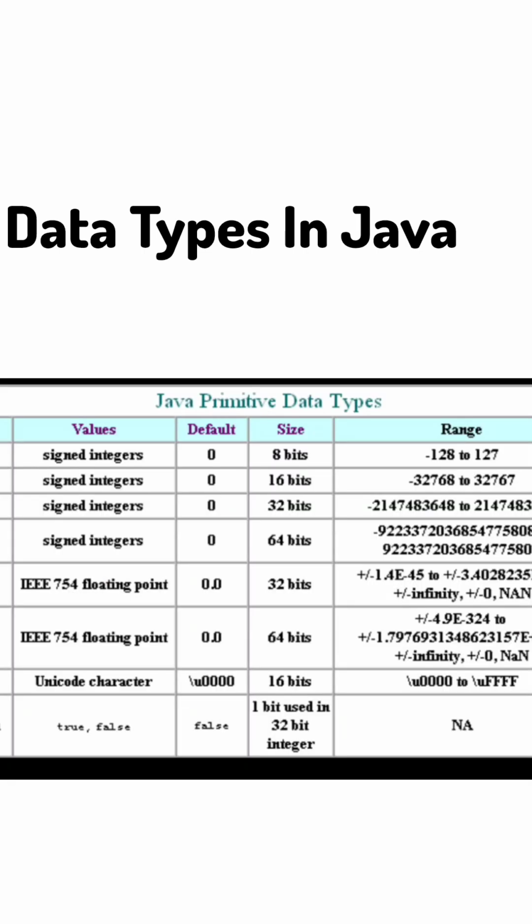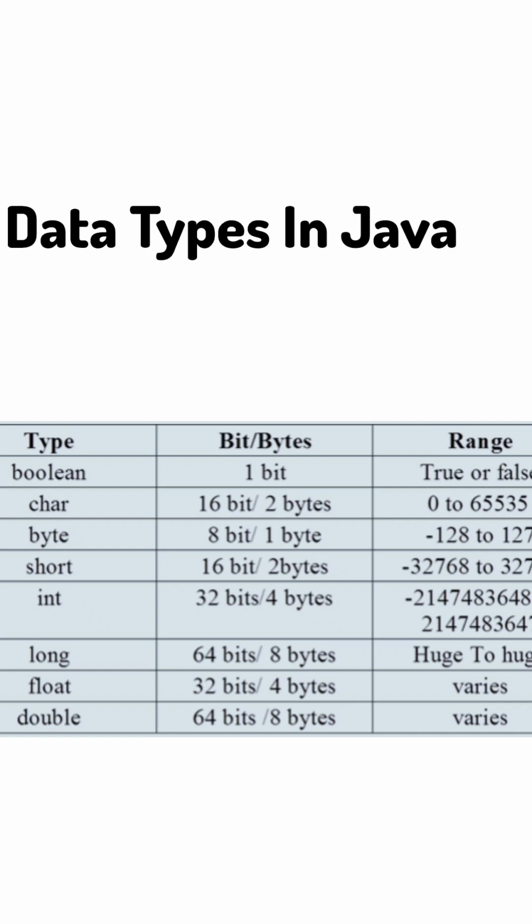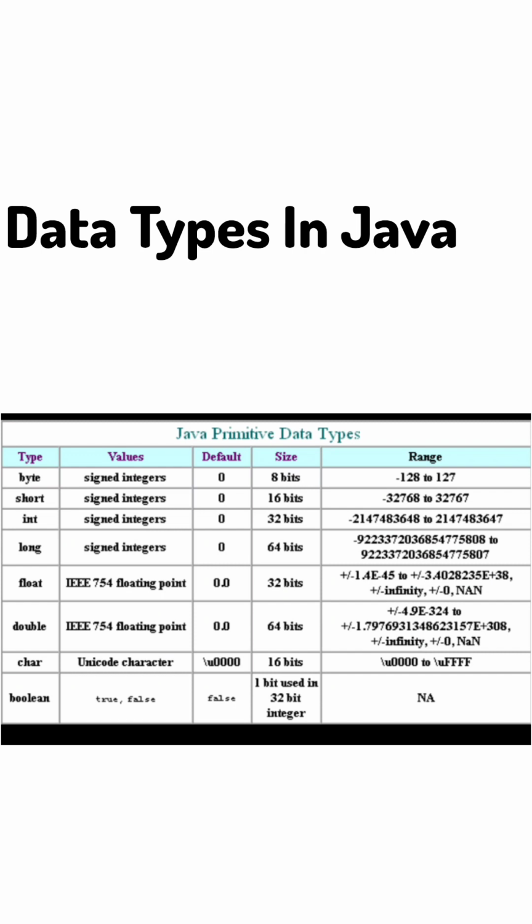We have talked about the boolean data type. Its default value is false. It has two possible values, true or false. The byte data type can have values from -128 to 127, and its default value is 0. Then we have the short data type. Short can have values from -32768 to 32767, and the default value is 0.